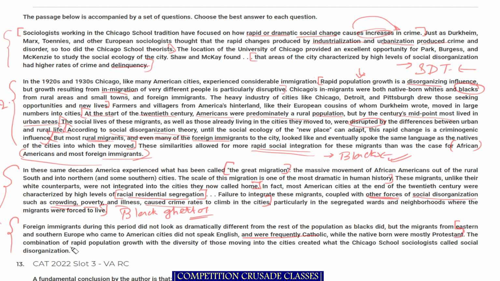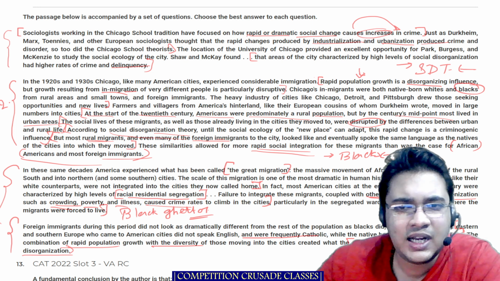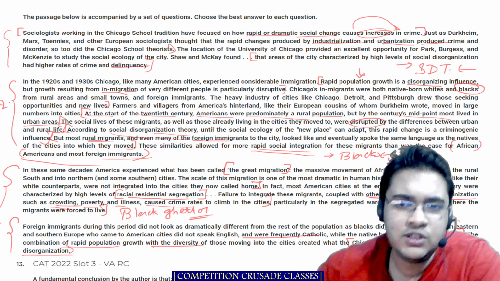The combination of rapid population growth with the diversity of those moving into the cities created what the Chicago school sociologists called social disorganization. And this social disorganization is in one way or another responsible for some of the crimes that were increasing in those areas.